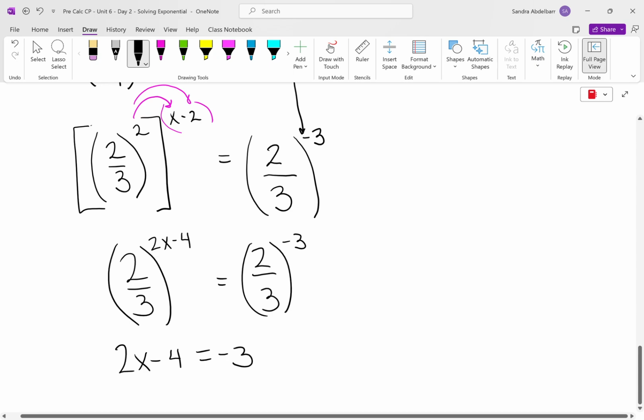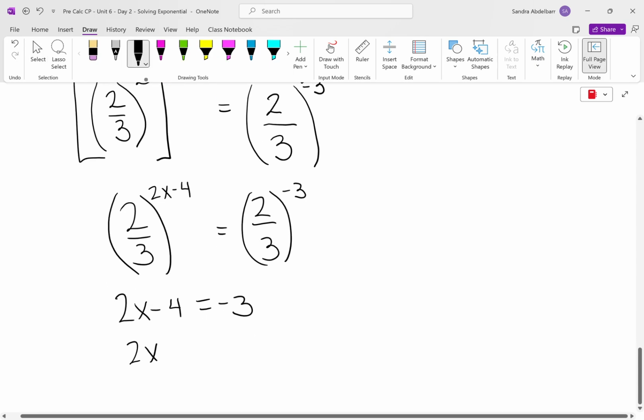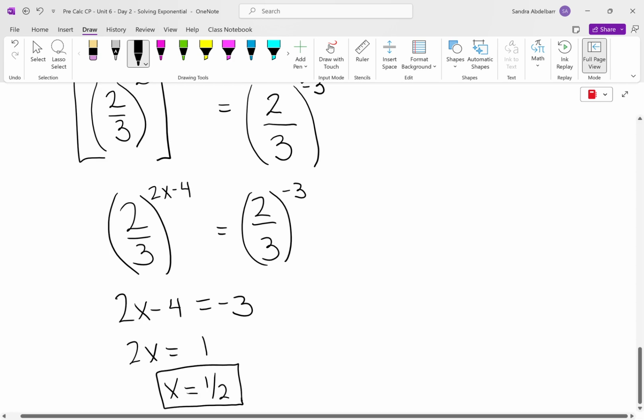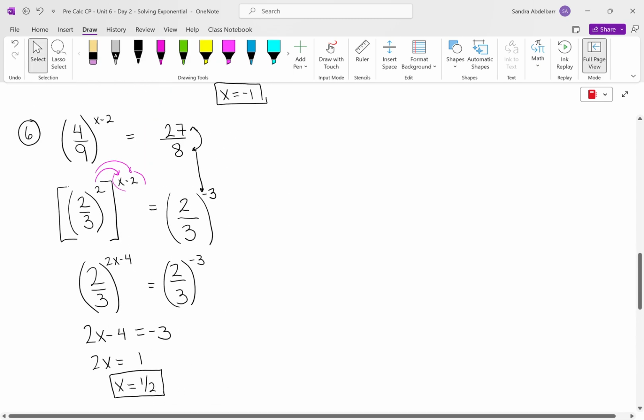Now that our bases are the same, we set our exponents equal. 2x minus 4 is equal to negative 3. 2x is equal to 1. X is equal to 1/2.